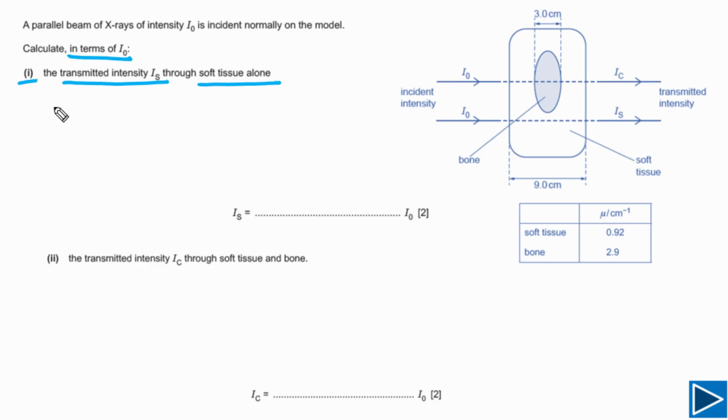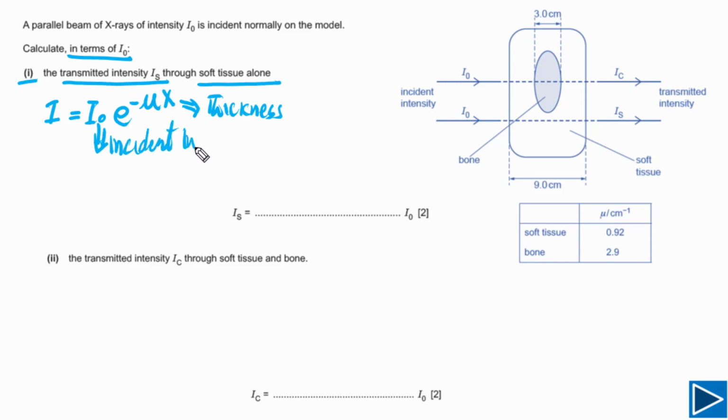It's simply asking you to use the linear attenuation equation, I is equal to I naught e to the power of minus mu x. Mu here is the absorption coefficient and x is the thickness, so let me write this down here. I naught is the incident intensity, and I is the transmitted intensity. You need to understand what these symbols are telling you.